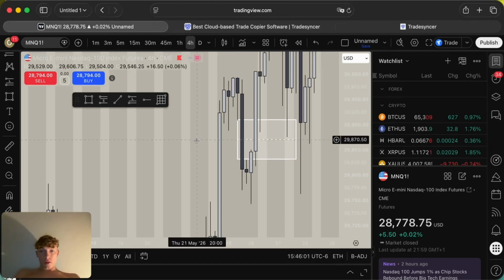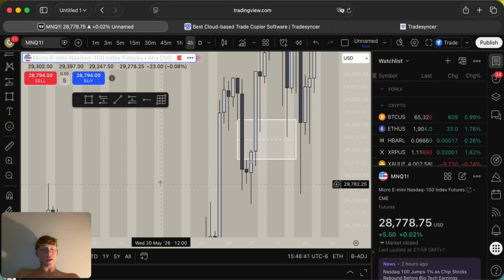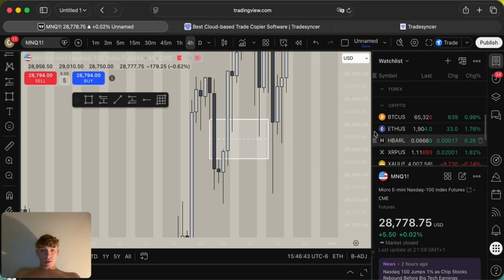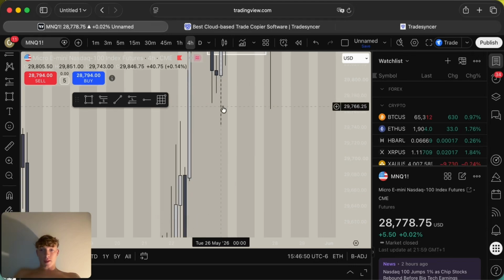So what you could have done here: the wick here and the wick here are not overlapping each other. Okay, so basically this is what we do. Right, wicks aren't overlapping each other. You see, a fair value gap is formed, and as you can see, the price traded into it on the very next candle, and then it displaced lower.